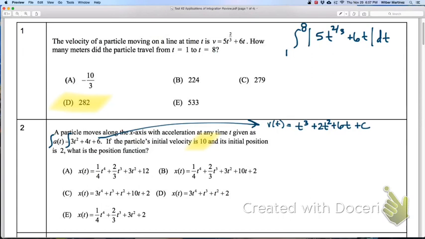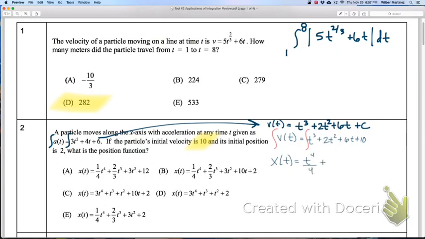So v of t is equal to t cubed plus 2t squared plus 6t plus 10. And then I want to go back one more time, take the integral one more time to find the position. And the integral of velocity is position, so that's x of t. The integral of t cubed is t to the 4th over 4.